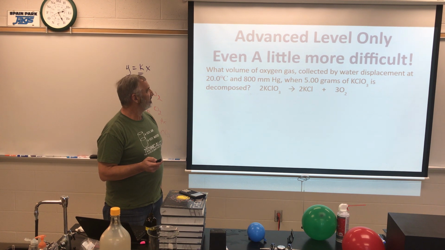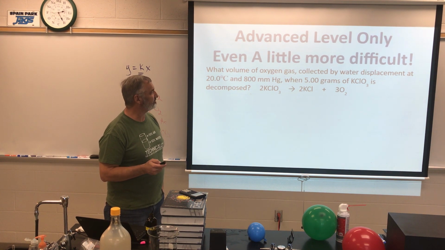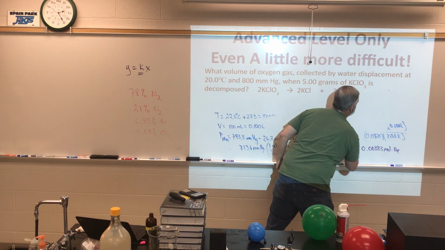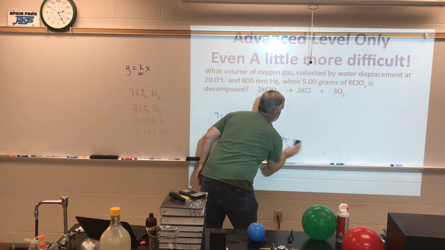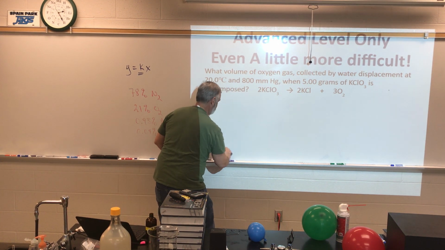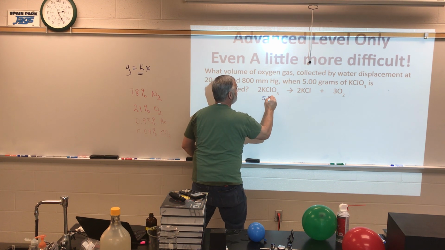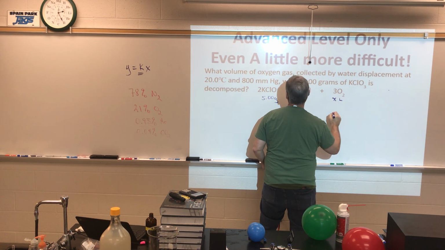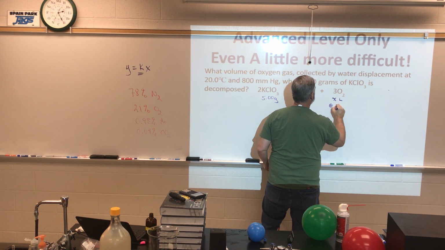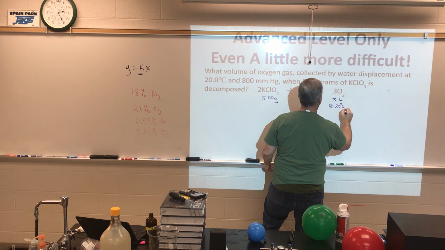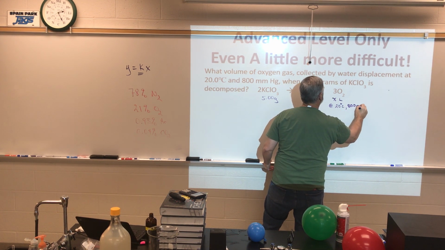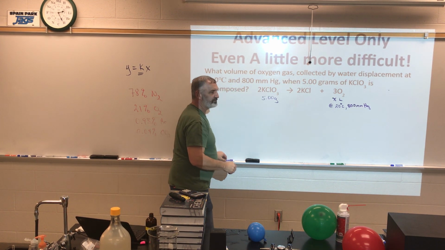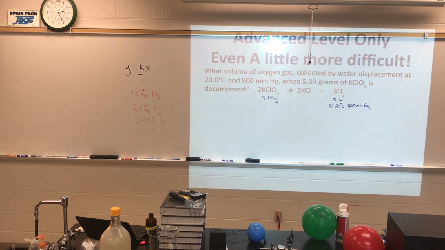Lastly, and even more difficult, here's a normal stoichiometry problem. I'm given 5 grams of this, and I want to know what volume, X liters of this, but it's at 20 degrees Celsius and 800 millimeters of mercury. So it's not at STP, so I can't use 22.4. Think about that for a second.